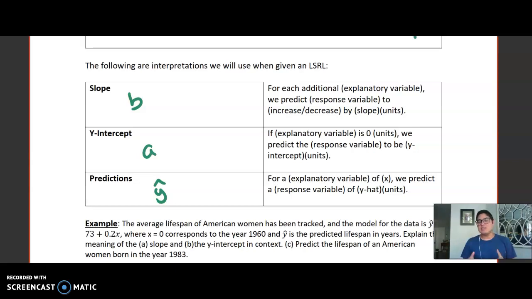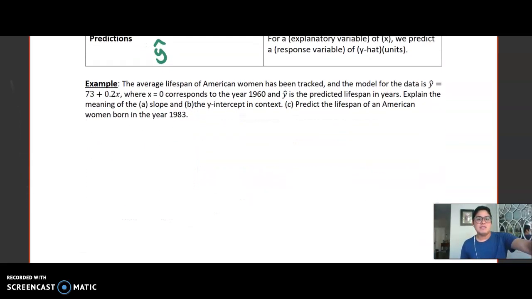Again, all of these are just sentence stems for you. You'll replace them with the context of the problem. And lastly, a prediction. For an explanatory value of x, we predict a response variable of y hat units. So again, a bunch of hoopla doesn't really make too much sense. So let's actually put an example to it and see how we would use these interpretations.